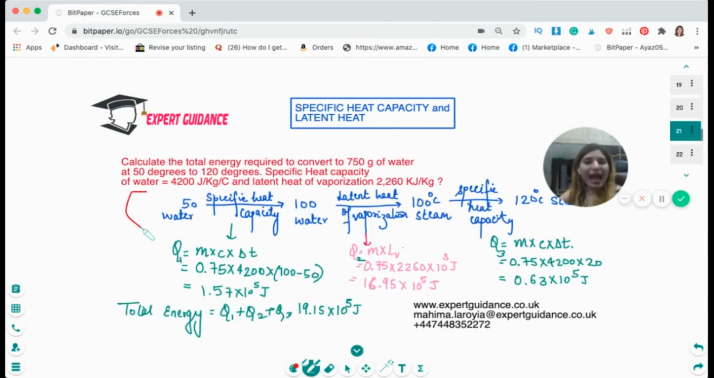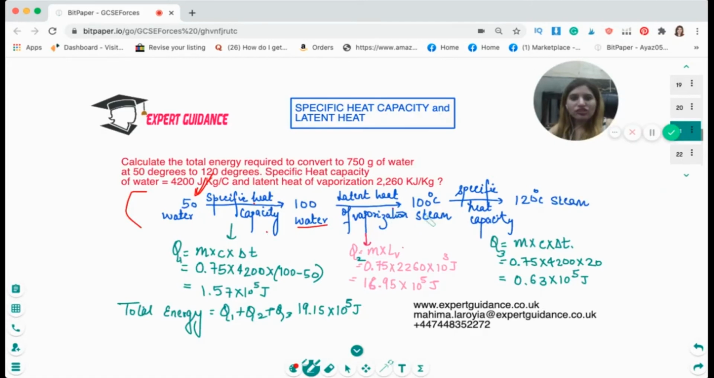Okay, now let's look at this. First let's see what will happen in this whole process. The water which is at 50 degrees, we use the specific heat capacity to find how much heat is required to raise it to 100 degrees. When it has reached 100 degrees, the water will change into 100 degree steam. So the energy then given would be the latent heat of vaporization. Then, after that, the 100 degree steam will rise to 120 degrees, and there we'll use the specific heat capacity.